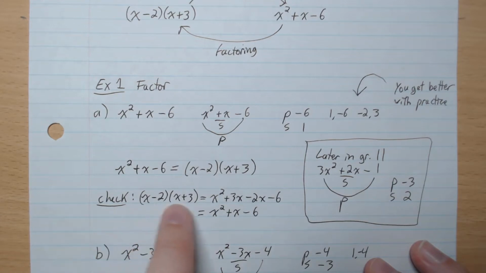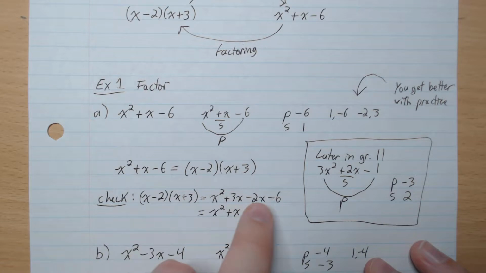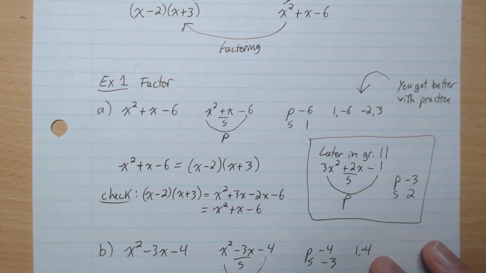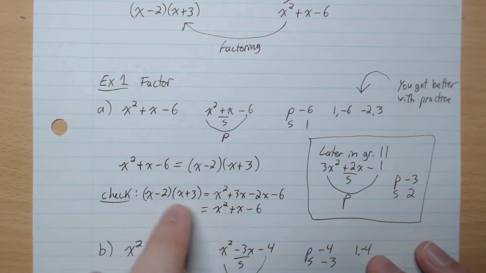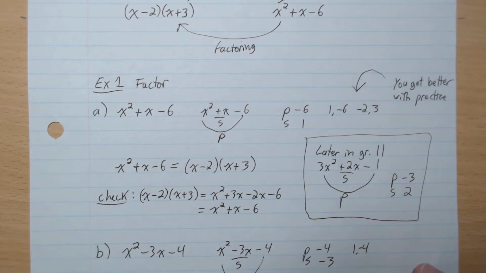And we're going to check it. We're going to multiply right now. x squared plus 3x minus 2x minus 6. Collect like terms: x squared plus x minus 6, which is what we want. So this is beautiful. Whenever you're doing your test, I highly recommend that you do a quick little check on your answers and make sure that you did it properly.